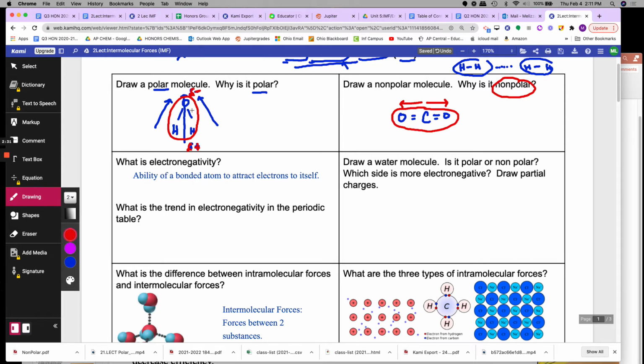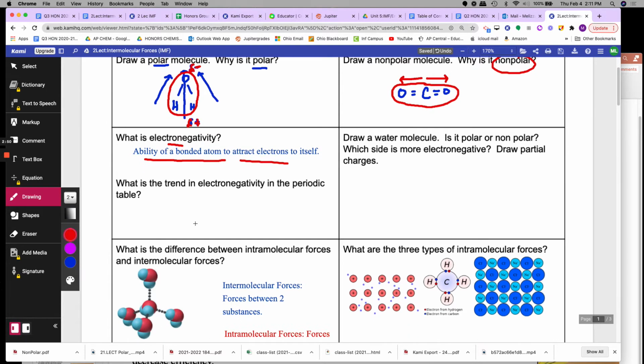Okay, what is electronegativity? You have to understand which substance is more electronegative so you know where the electrons are going in a molecule. Electronegativity is the ability of a bonded atom to attract electrons to itself. In this case, oxygen is bonded to H. It's the oxygen's ability to pull electrons towards itself.